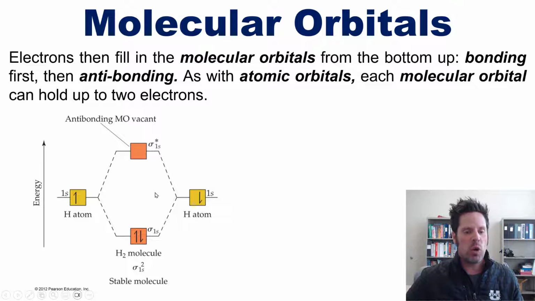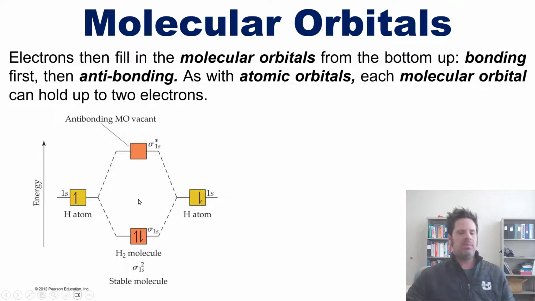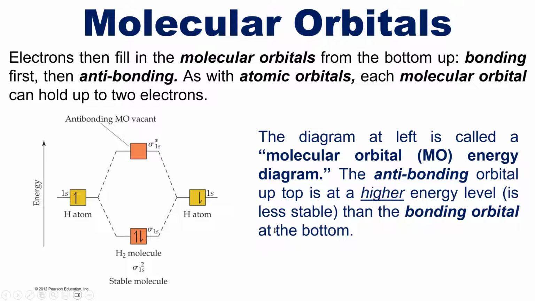Again, we only have 2 total electrons to use to fill it up, and each box representing a molecular orbital can hold up to 2. So we'll just put them down here in the bottom. Now, the diagram here is called a molecular orbital, or MO, energy diagram. The anti-bonding orbital, once again, up top is at a higher energy level, which means it's less stable than the bonding orbital at the bottom.